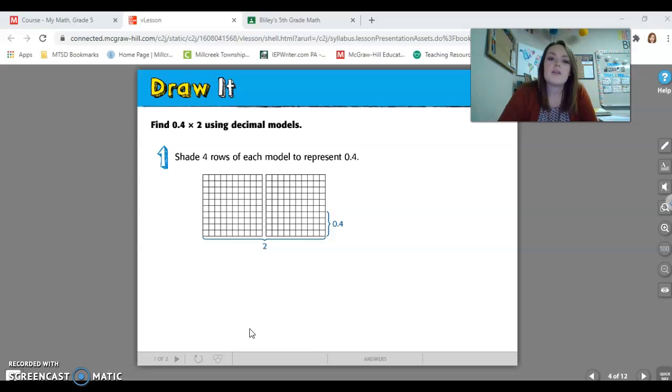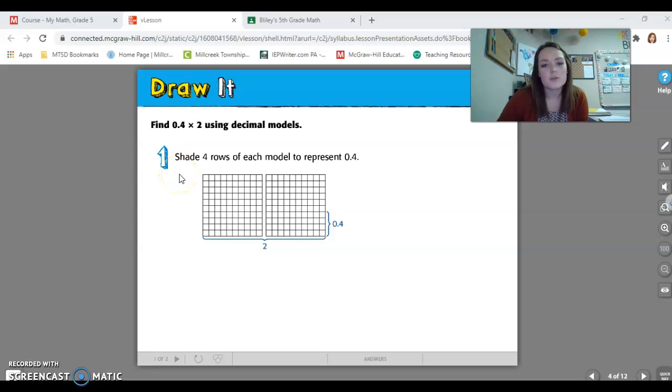Today we are multiplying decimals using models. Yesterday we multiplied decimals using estimation. So we are going to be filling in our base 10 blocks to help us represent our multiplication using decimals, and it'll be a little bit easier for you. So let's look at number one. It says find 4/10 times 2 using decimal models.